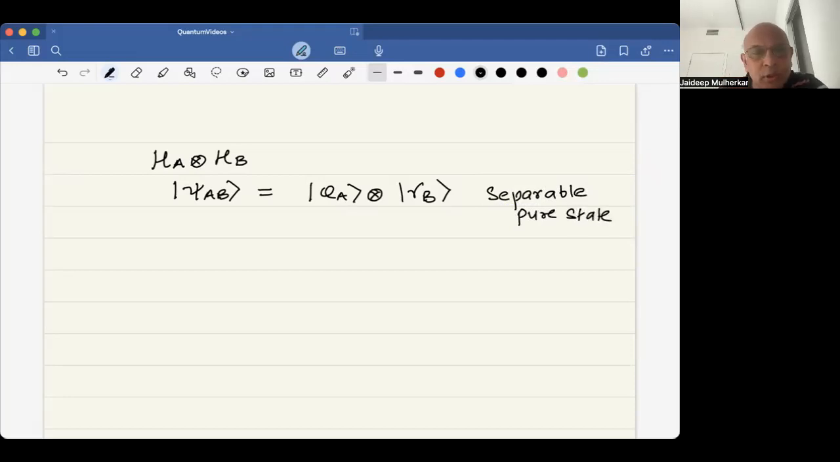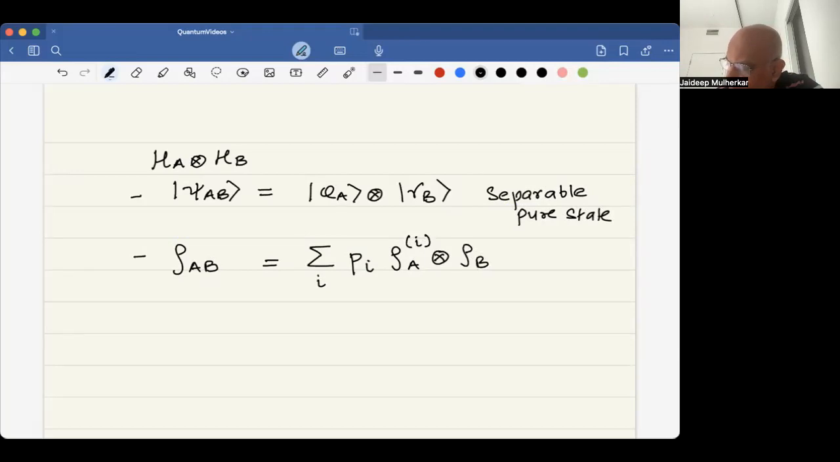But how does this concept work for mixed states? If I have a mixed state, let me denote it by a density matrix rho AB, then it turns out that this is separable if I can write it as a linear combination of a state in the first subsystem tensor product a state in the second subsystem, where the p_i are probabilities. And the idea is that the state is separable.